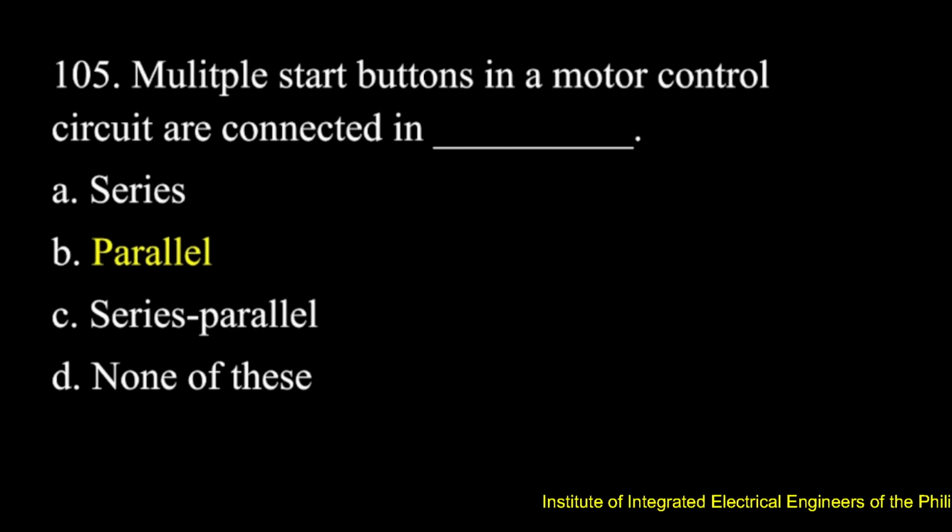Multiple start buttons in a motor control circuit are connected in blank. A. Series. B. Parallel. C. Series parallel. D. None of these.